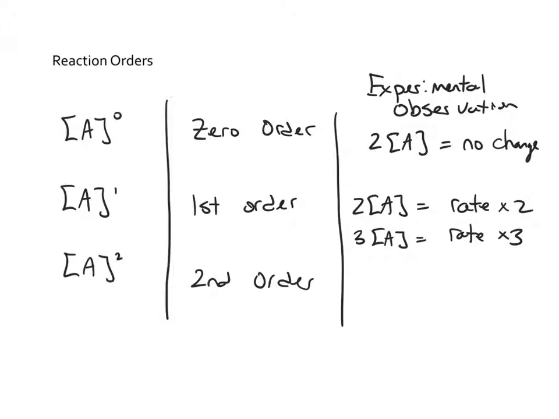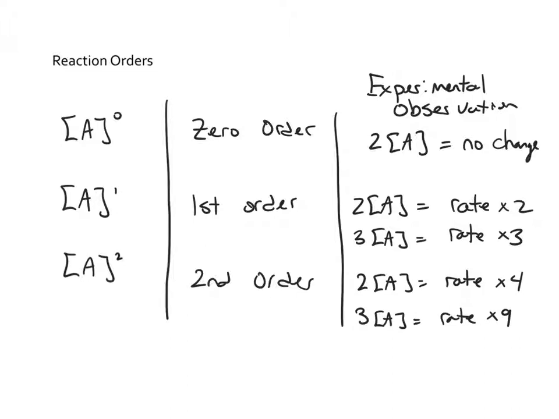Now, a next situation that might occur is you see that 2 particular reactions and you compare the rates, and if you double one of the reactants and the rate happens to double, or if you triple the reactants and the rate happens to triple, everything goes along proportionally. If that's the case, the reaction order with respect to that reactant is first order.